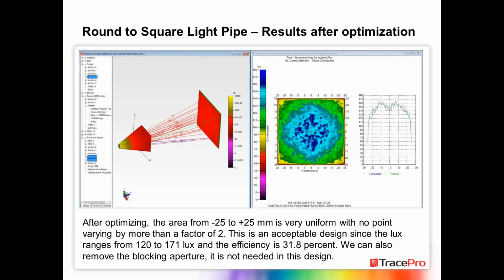I'm going to throw this into the optimizer, and I'm going to specify what things can change. And look, I've created that rectangular output that I wanted, and I'm getting pretty good uniformity, with no point varying by more than a factor of 2 from any other point.